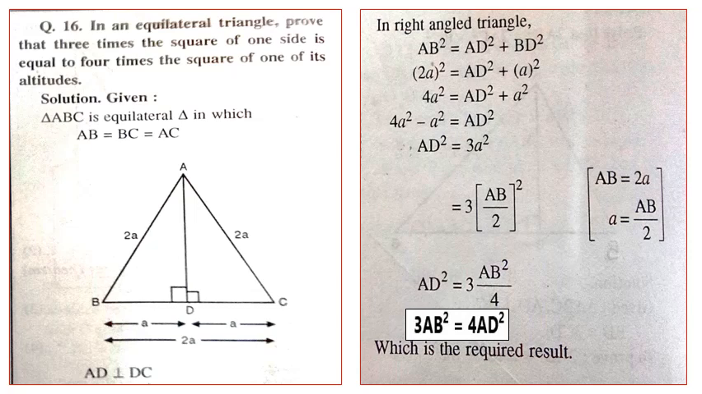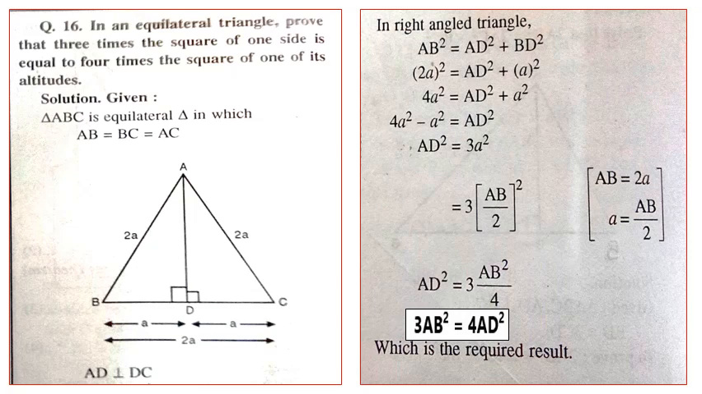Now in right triangle ABD, AB square is equal to AD square plus BD square. In this AB is equal to 2A and BD is half of BC, that is A. So we get 2A the whole square is equal to AD square plus A square. Then we get 4A square is equal to AD square plus A square. Therefore, AD square is equal to 4A square minus A square is equal to 3A square.